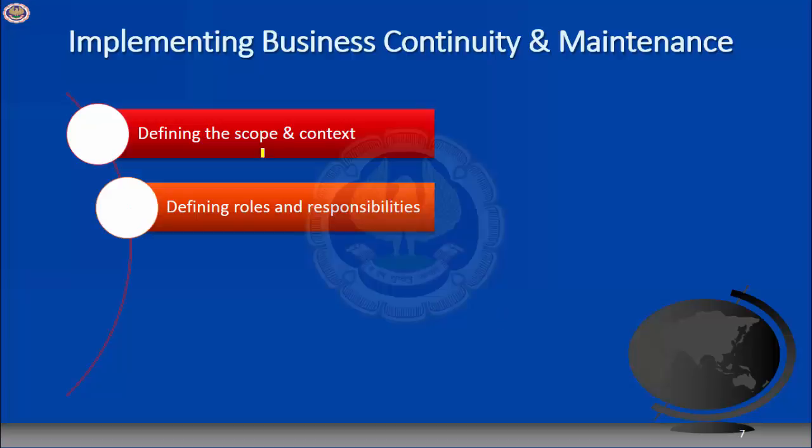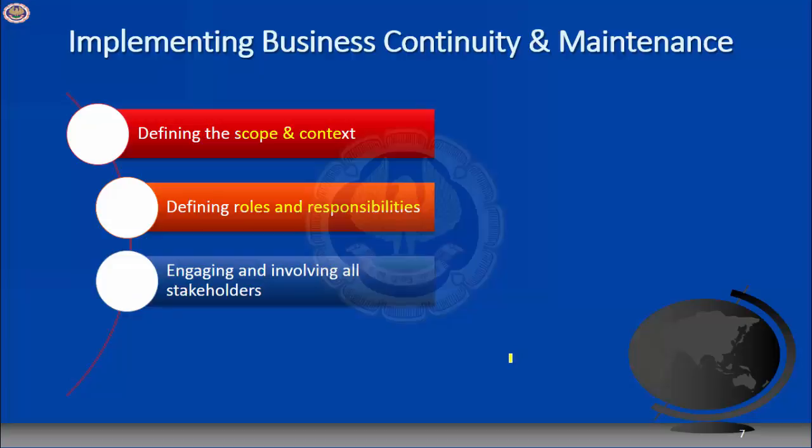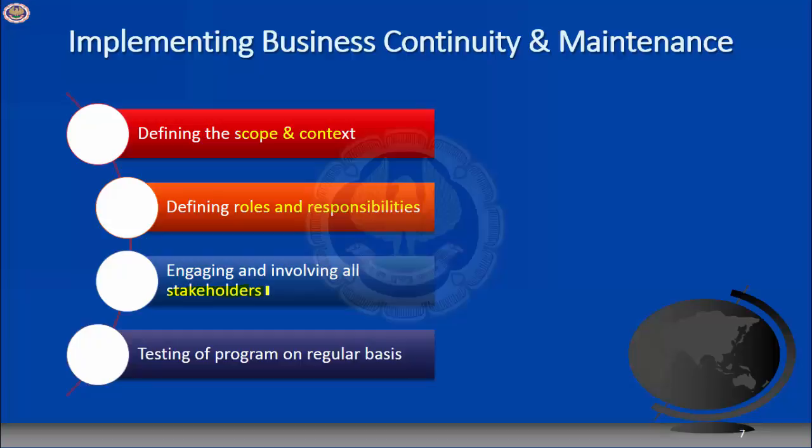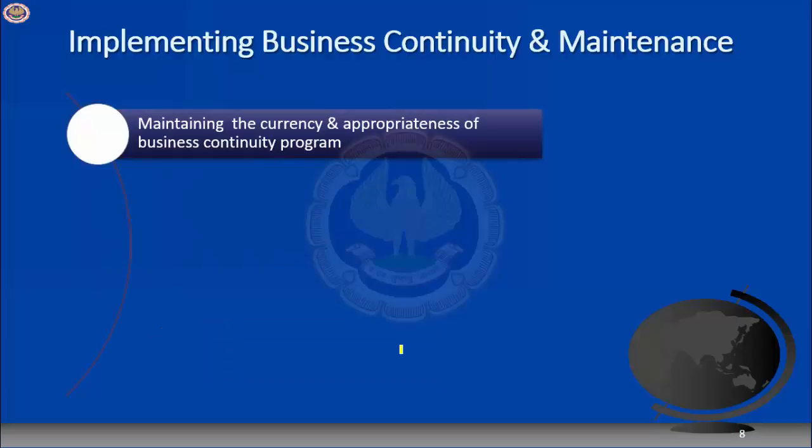Here you define the scope and the context. You define the roles and the responsibilities. You engage all the relevant stakeholders as required to ensure the business continuity plan meets the enterprise requirements. You test the program on a regular basis. Let's look at some more aspects pertaining to business continuity and maintenance.